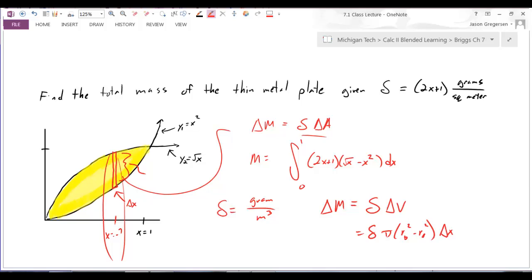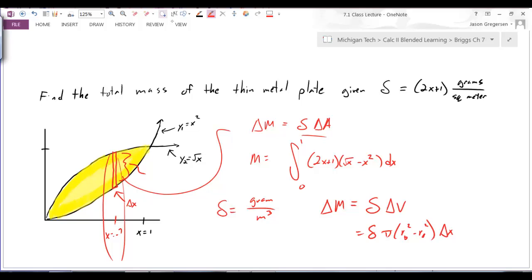And that really sums up all these problems. They're going to give me some sort of ratio, grams per meter squared or population per mile. That's my density. And I have to integrate that against whatever that denominator piece is. If it's an area, I'm integrating with respect to area. If it's a volume, I'm integrating with volume.